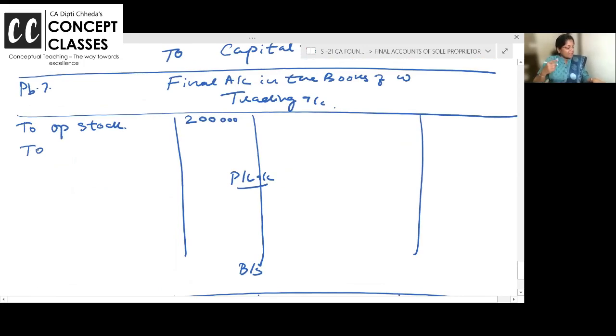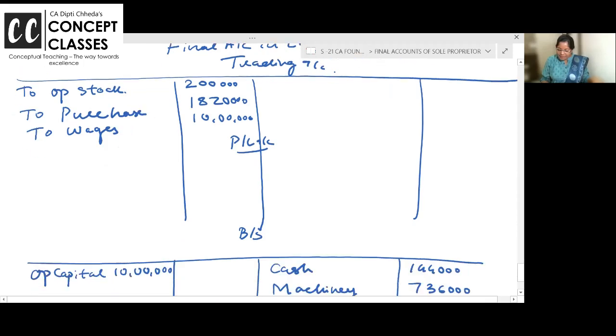When I write purchase, immediately I am looking, is there purchase written? Then I will write purchase in the inner column, but there is nothing. So I will write purchase directly outside. 18,20,000. Wages. Salaries. Where will salaries come? Below the line, in the profit and loss account. 10 lakhs.